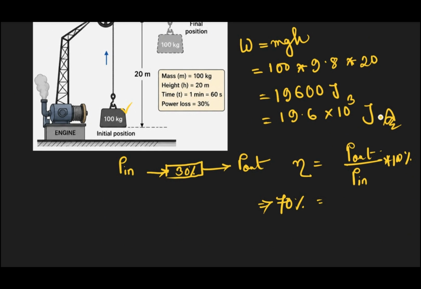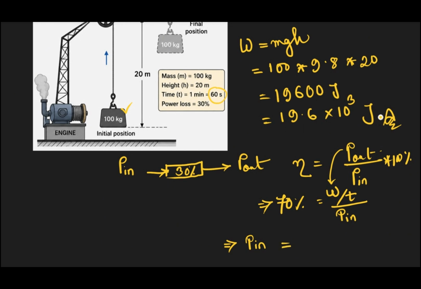And here P out means the total work done, W, over t. The output power will be the total work done by the engine over the time taken by the engine, that is of course 60 seconds, and P in. So we have to calculate the input power of the machine. The question was, is it possible to calculate the power of the engine? That is actually P in.